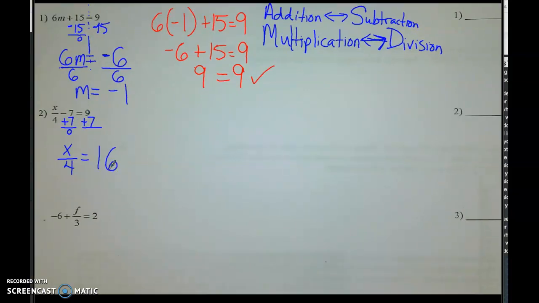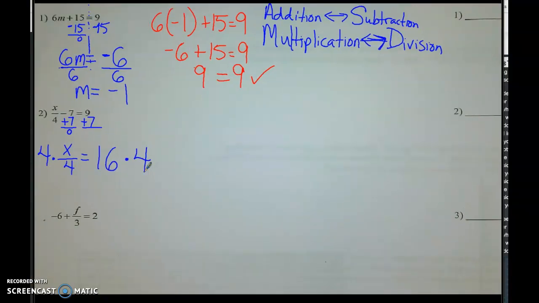So, now I'm going to be trying to figure out what needs to happen next, because x is still not by itself. Right now I have x divided by 4. The opposite of divide by 4 is times 4. If I times 4 on the left, I have to times 4 on the right.